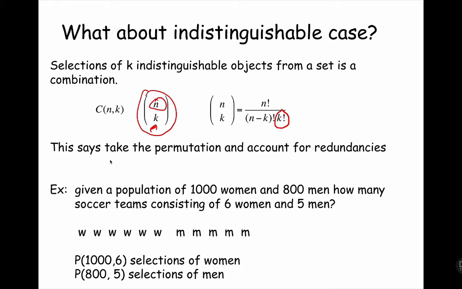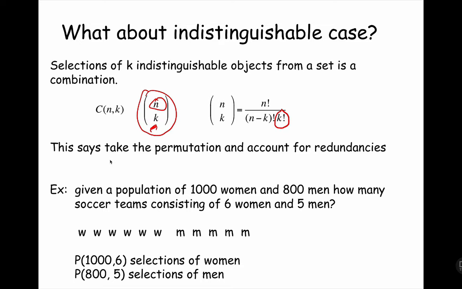So let's say you have a population of 1,000 women and 800 men, and you might ask, how many soccer teams can I form consisting of 6 women and 5 men? Now, in this case, you don't care if it's Mary, if it's Sue, or whatever, who it is, or if it's Bob or Joe, right? You don't care about the particular male, particular female. So it's indistinguishable in terms of the identity of the person.